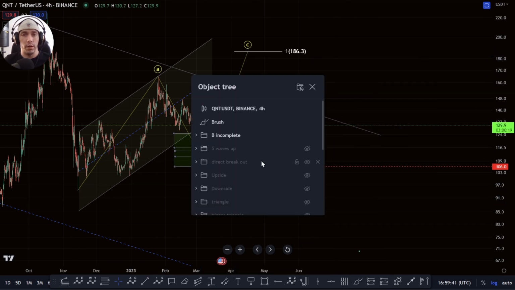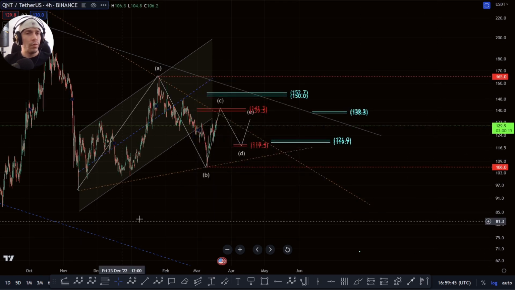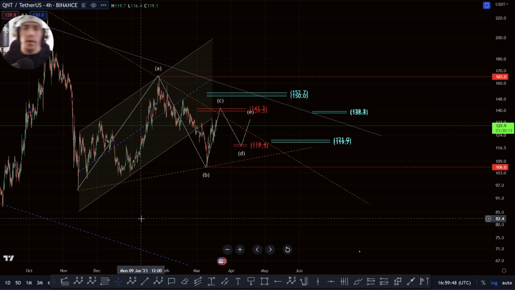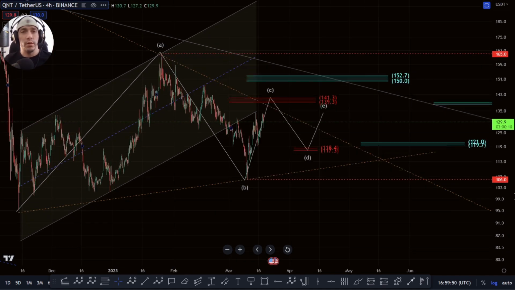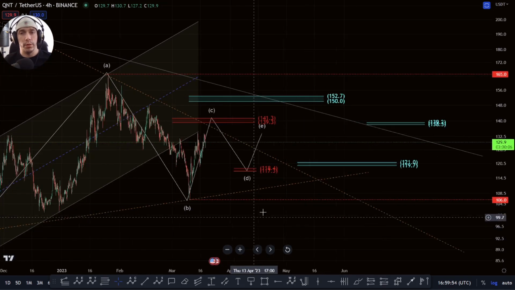Still, that's on the table. But within this, I am also monitoring this. It's not my primary account, but it's something that I'm sort of keeping an eye out for here, looking at the possibility that we could actually have a triangle within this zone.